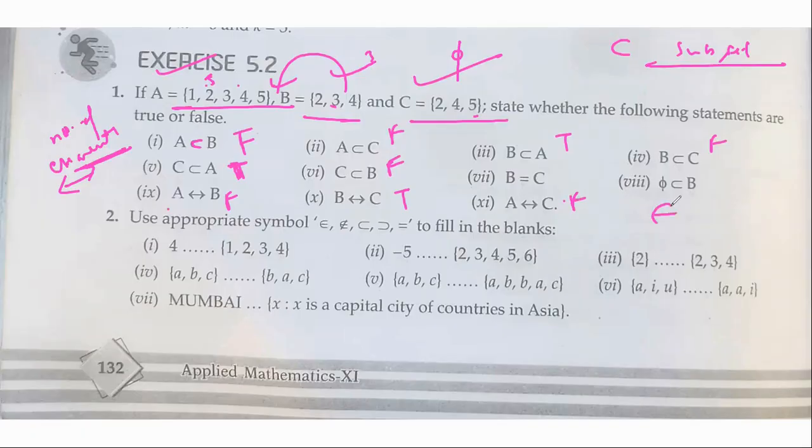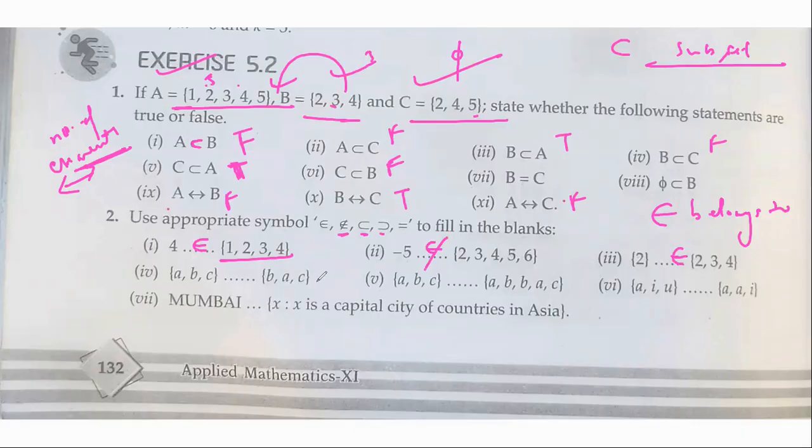Then we have use appropriate symbol. So this is the sign of belongs to, and this is the sign of does not belong to, subset, subset in a reverse way, and equal. Can we say how? 4, this is the set. When we use a curly bracket, that's called the roster form of the set. So 4 belongs to, yes, it belongs to this. Then we have -5. -5 does not belong because 5 is there, but -5 does not belong to the set. 2, it belongs to, yes.